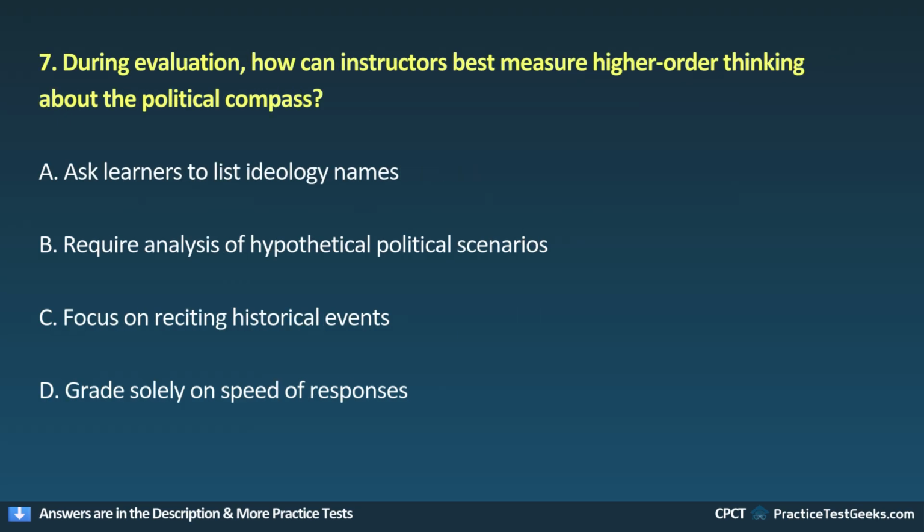7. During evaluation, how can instructors best measure higher-order thinking about the political compass? A. Ask learners to list ideology names. B. Require analysis of hypothetical political scenarios. C. Focus on reciting historical events. D. Grade solely on speed of responses.